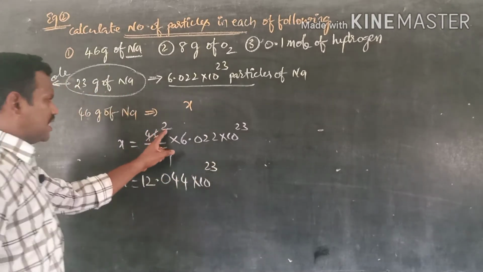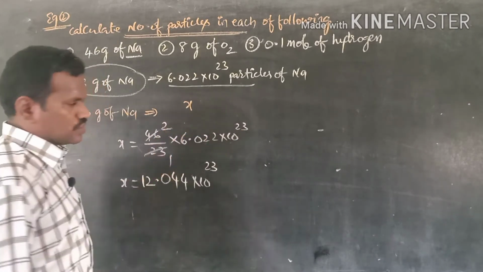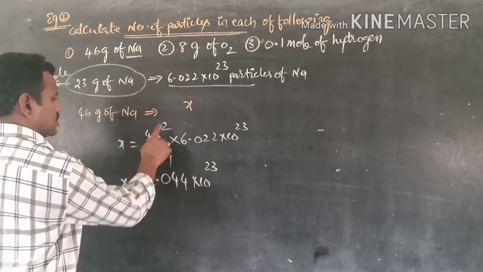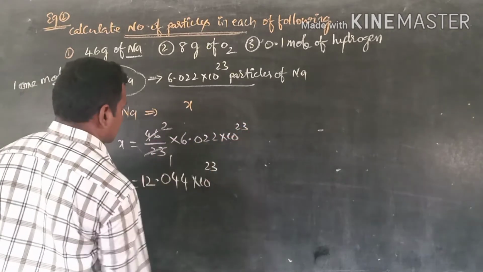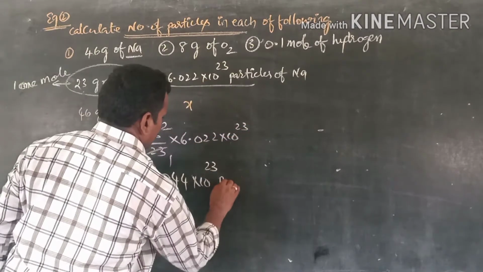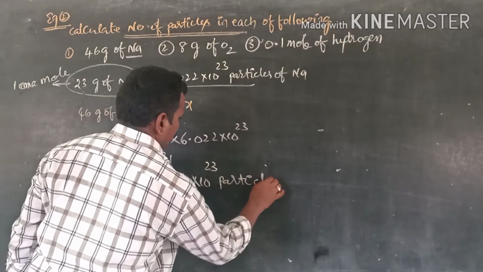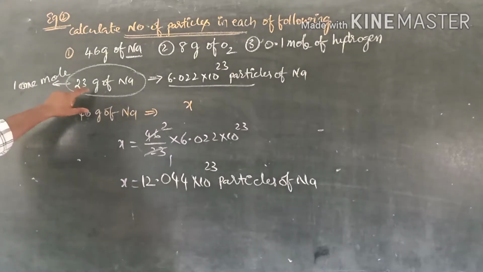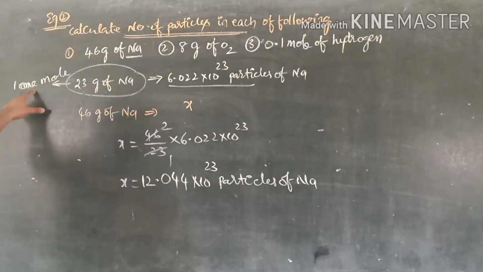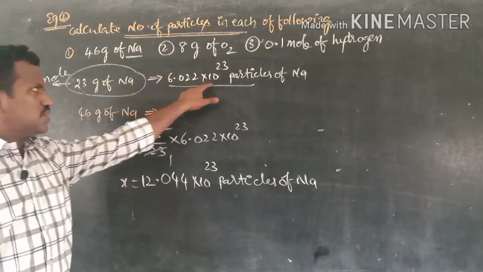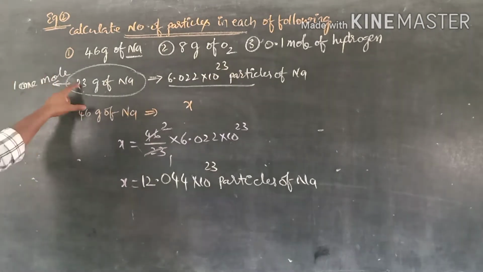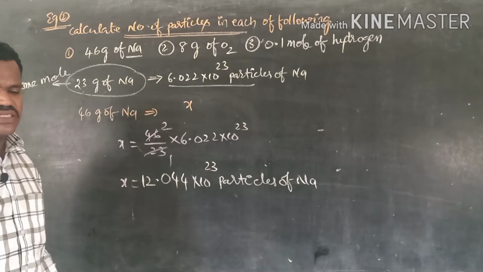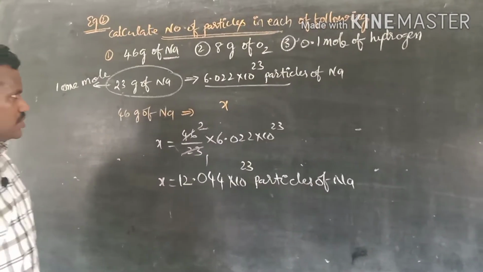We should not multiply 10 power 23 with 2. Why? Because 2 is not a decimal fraction, it is a numerical fraction. We should not multiply the decimals. Then what is left? Particles of sodium. This means 23 grams of sodium, which is called 1 mole, contains 6.023 into 10 power 23. 46 grams of sodium is twice of those particles. This means it becomes 2 times.